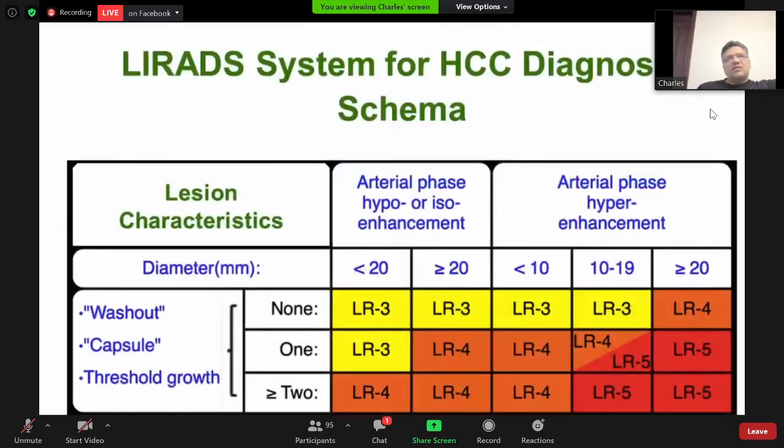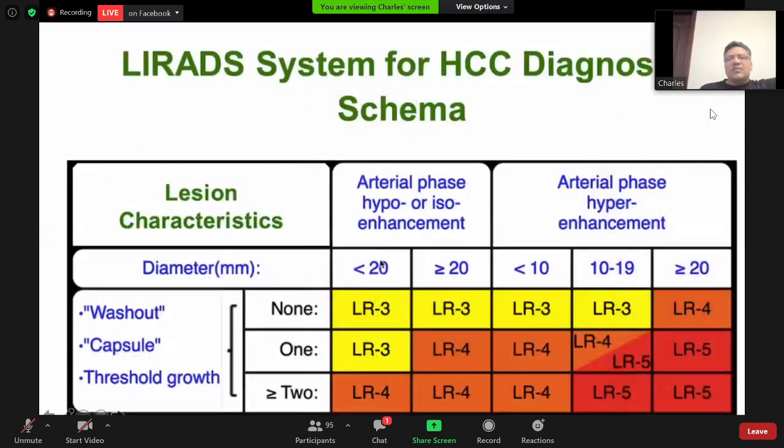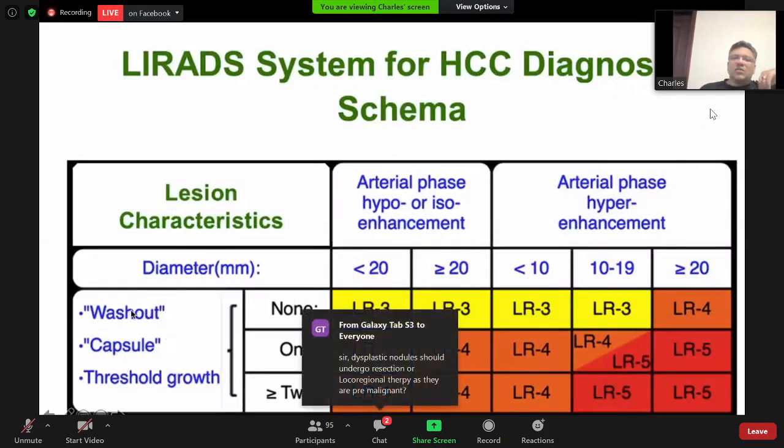And when you describe nodules in the cirrhotic liver, you use what is called the LI-RADS system. In the LI-RADS system, we look at arterial enhancement, where there's hyperenhancement, hypoenhancement, or isoenhancement. Then you look at the diameter of the tumor, the size of the tumor, and then you look at three features of hepatocellular carcinoma: one is washout, second is capsule, I'll come to that later, and third is threshold growth.